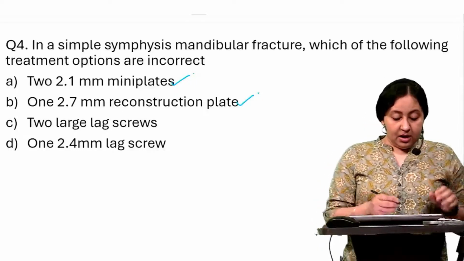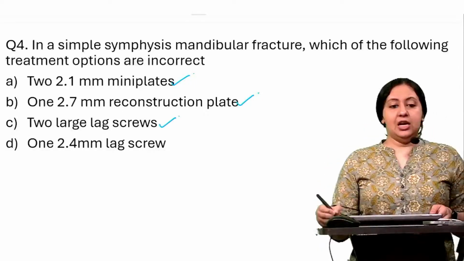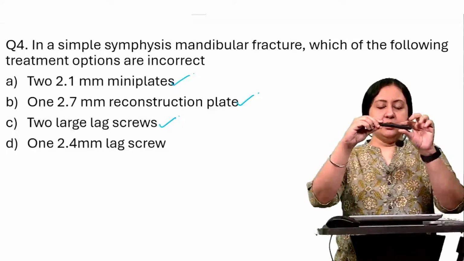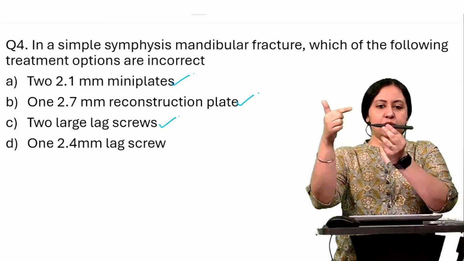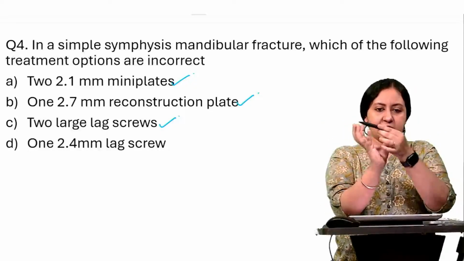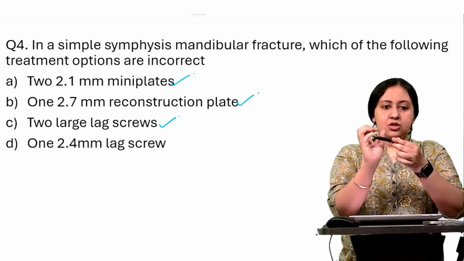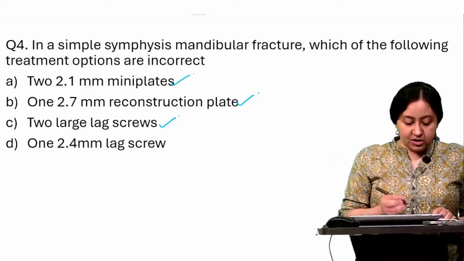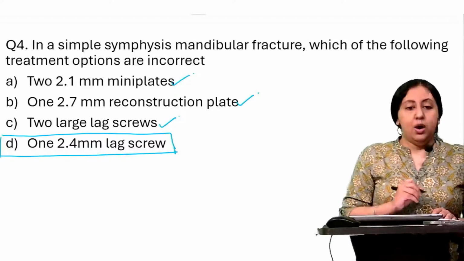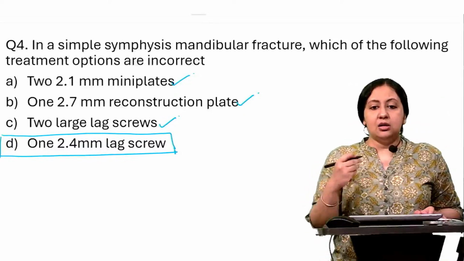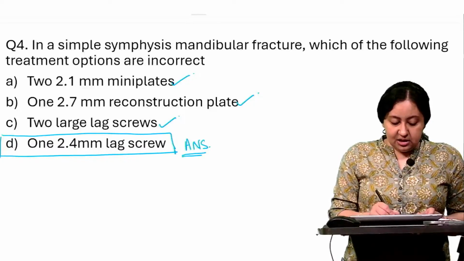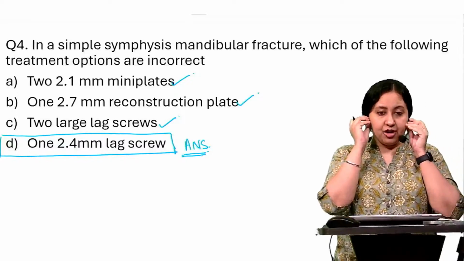Okay. And option C, yes, you use two large lag screws. So if it is a symphysis fracture, suppose this is the mandible, there is a symphysis fracture here, you will use two large lag screws. One you drill from this side and another from this side to keep the fracture fragments together. So yes, two lag screws are appropriate. What is not appropriate is one 2.4 mm lag screw. One lag screw will not be sufficient to counteract the torsional forces present at the mandibular symphysis. So this is incorrect and this is the answer. This is the incorrect treatment option. Okay.